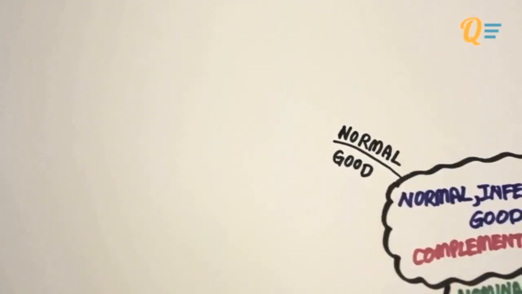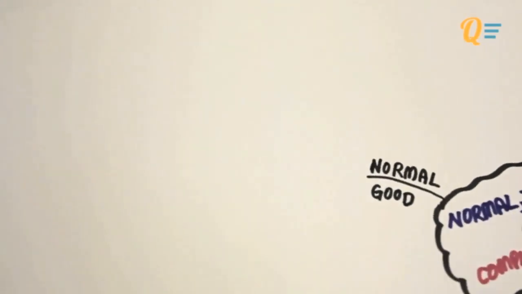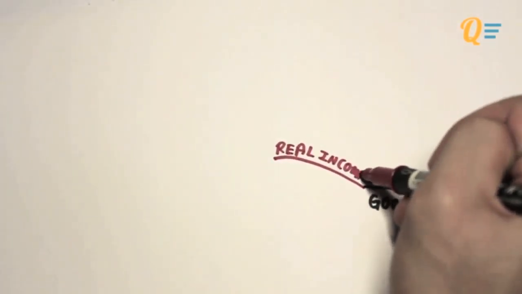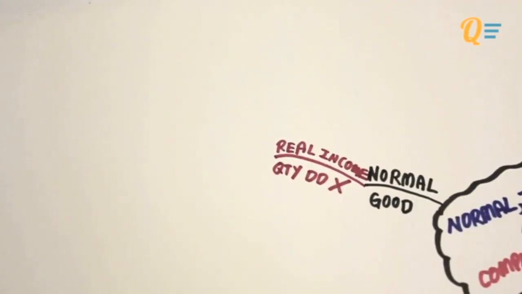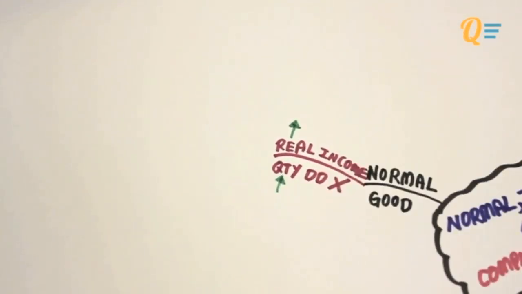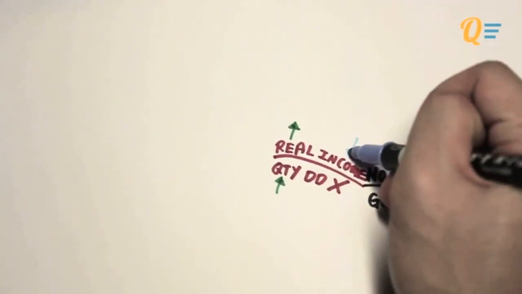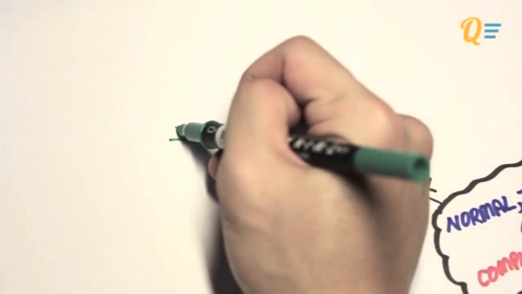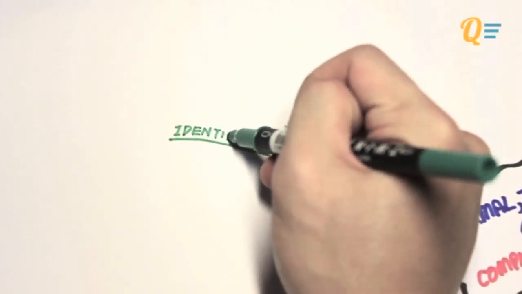Alright, let's begin with the normal good. To understand the normal good better, we have to look at the relationship between a change in real income and the quantity of X demanded. Normally, if your real income increases, you will also increase the quantity that you demand for good X. And if your income has decreased, you will decrease the demand for X. Well, this is normal, right? So that's why they call it a normal good.